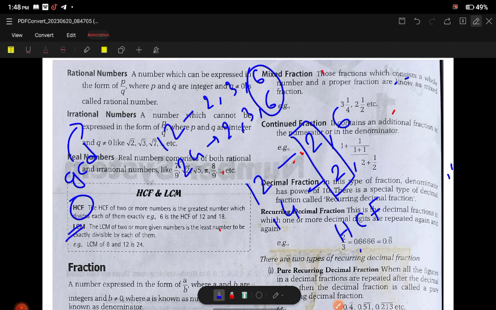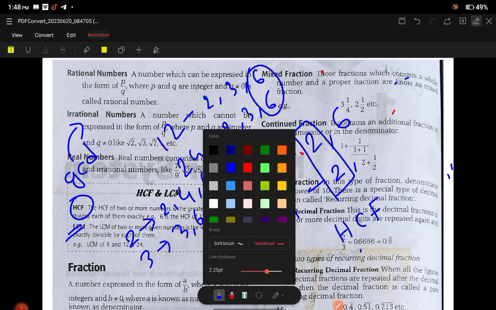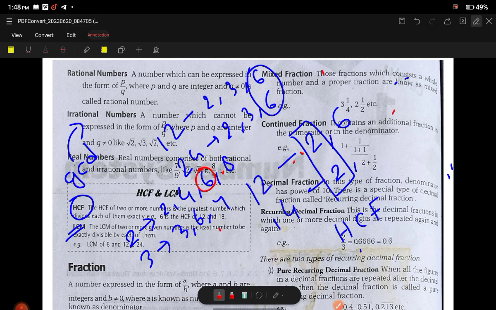Okay. Now LCM. LCM means least common multiple. For example, 2 and 3. They have multiples. 2 ones are 2, 2 twos are 4, 2 threes are 6, 2 fours are 8. Again 3 ones are 3, 3 twos are 6, 3 threes are 9. Now you see which is the common multiple? Here 6 is the common multiple. After 6, 12 will also be a common multiple.